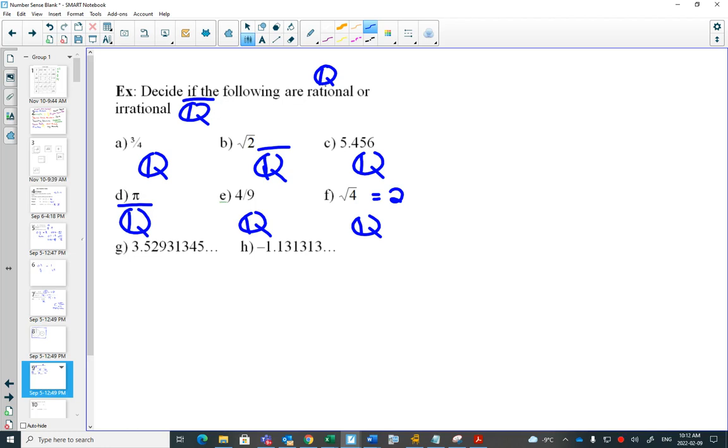Nice. All right. He drew a picture of a person shopping for the numbers. I love it. Okay. What about this one?